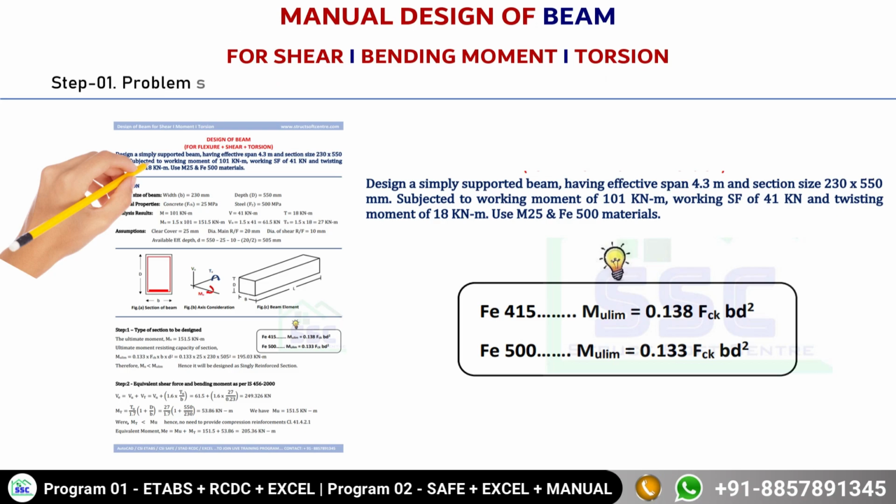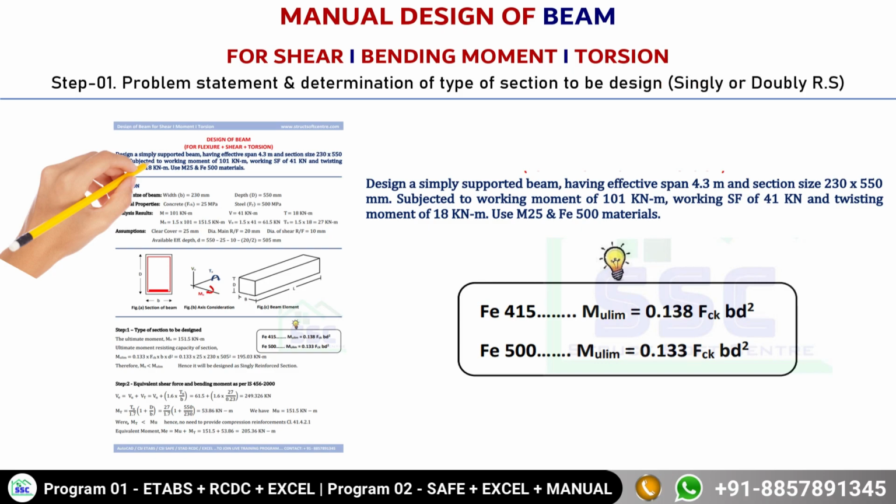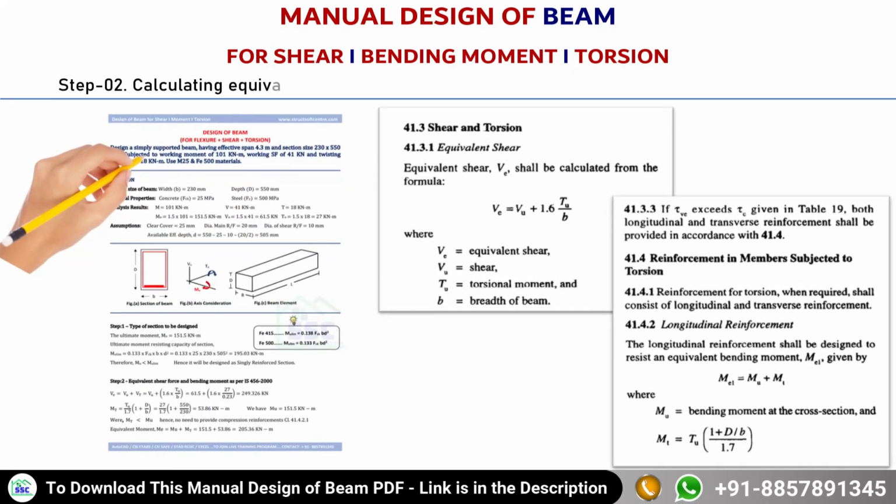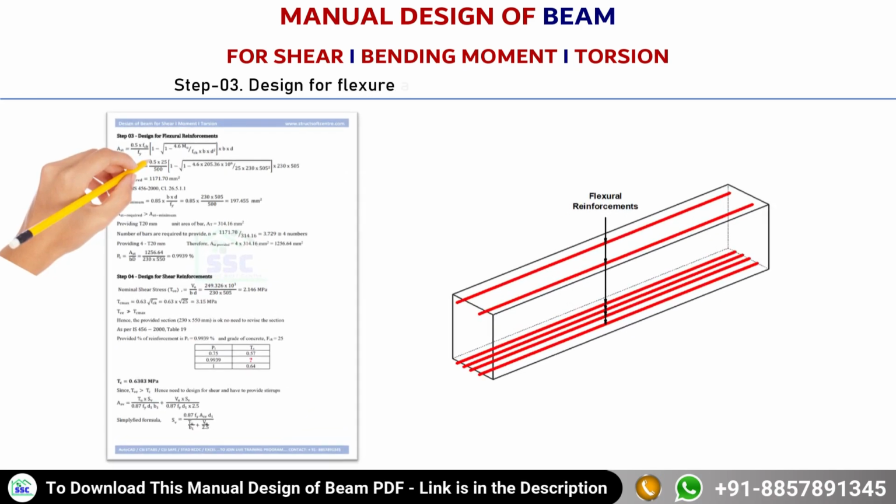In the first step we will see the complete problem statement along with the determination of the type of section to be designed as singly reinforced or doubly reinforced. In the second step we will see how to calculate the equivalent shear force and bending moment as per IS 456-2000. In the third step, we will see how to design for flexure and calculate the flexural reinforcement.